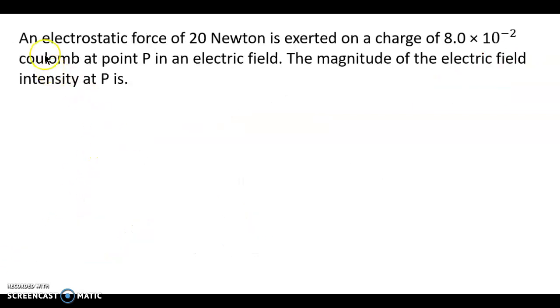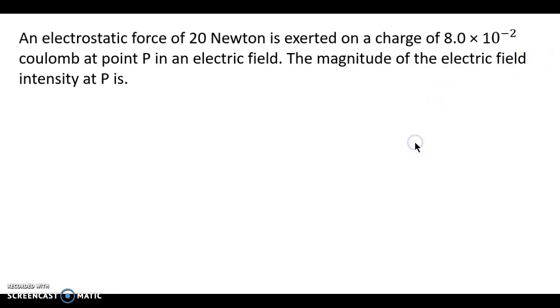Second question, we have this. An electrostatic force of 20 newtons is exerted on a charge of 8 times 10 to the negative 2 coulomb at point P in an electric field. The magnitude of the electric field intensity at P is. Here it is an easy question. I won't give it as a multiple choice. If you know the equations, you have to replace the variables in it and you will get the right answer directly.